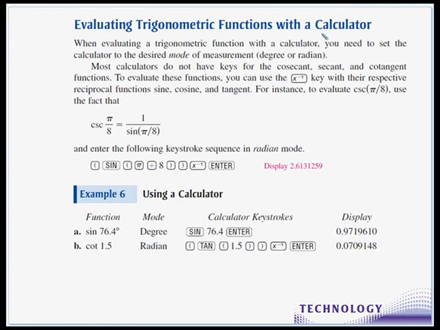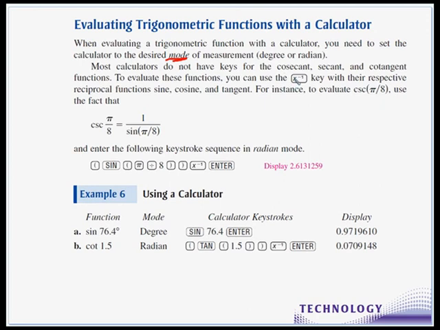Now, to evaluate these on the calculator. When evaluating a trig function with a calculator, you need to set the calculator to the desired mode of measurement. Remember, degree or radian. Make sure that calculator is in the proper mode. Most calculators do not have keys for the cosecant, secant, and cotangent functions. To evaluate these functions, we can use the x to the -1 power key, or that is the x inverse key.